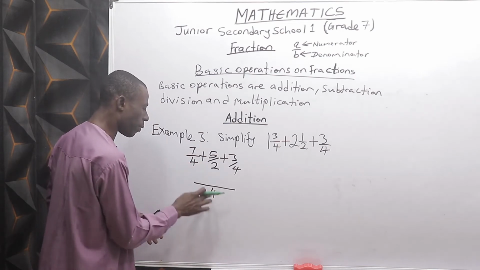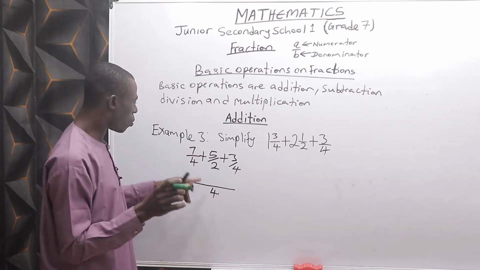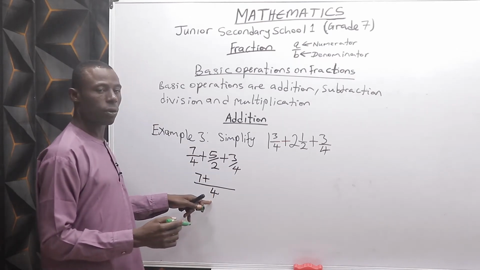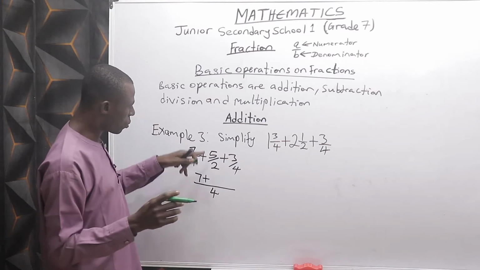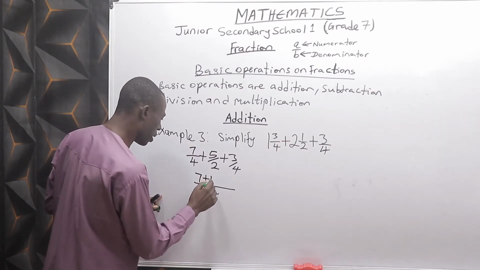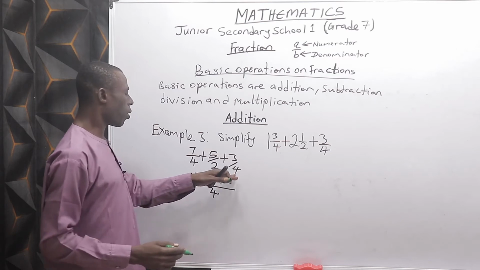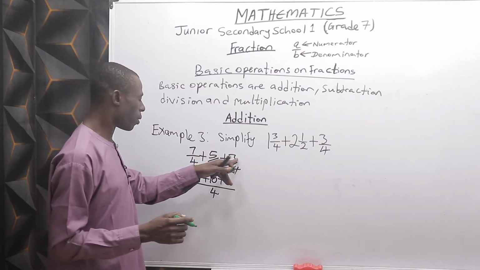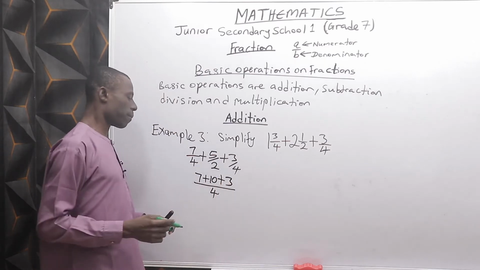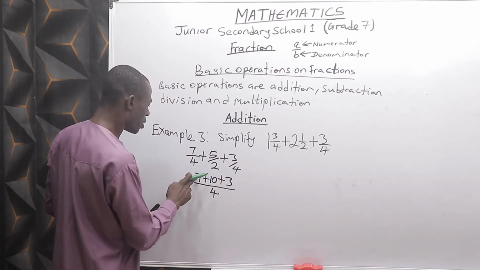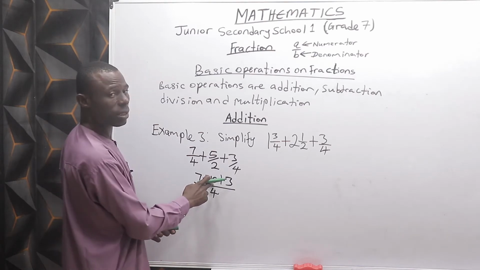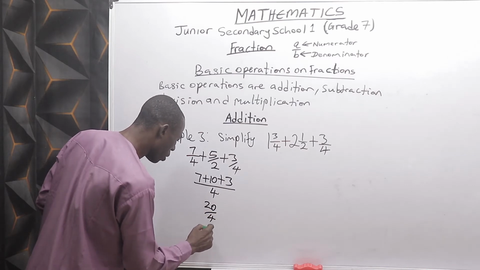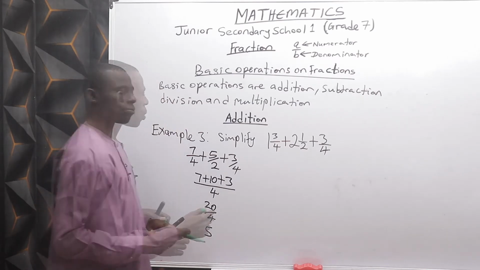So we have 4 divides 4 to give us 1. 1 times 7, that's 7, plus 2 divides 4 to give us 2. 2 times 5, that's 10, plus 4 divides 4 to give us 1. The 1 multiplies 3 to give us this. So 7 plus 10 is 17, plus 3 is 20. 20 divided by 4, answer is 5.